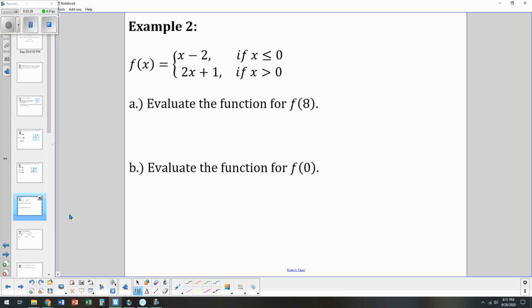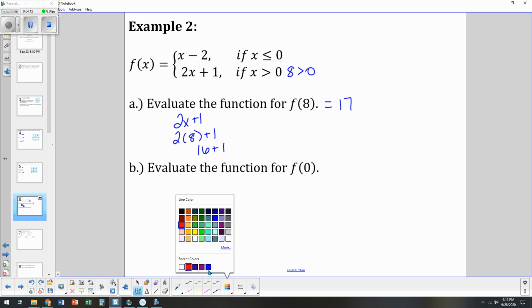We can look at it as a graph, but we could also look at it as the actual defined function. So we want to evaluate the function for f of 8. I'm going to go up here to my different domains. One of them, x is less than or equal to 0. So this is all the numbers smaller than 0. And this one is x is greater than 0, all the numbers bigger than 0. So 8 is going to fit into this equation because 8 is bigger than 0. So I'm going to take the expression they give me, and I'm going to plug 8 in for x there. So that is 17.